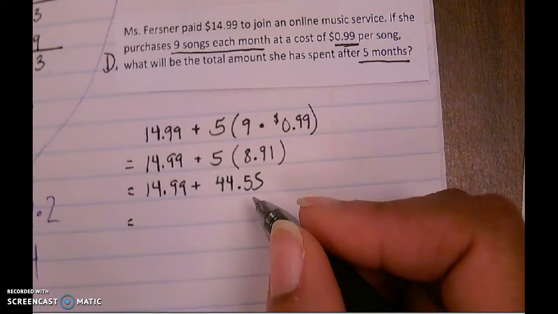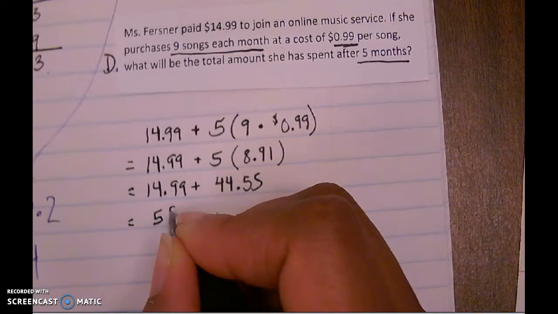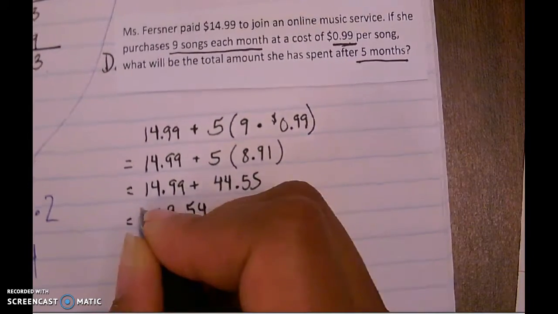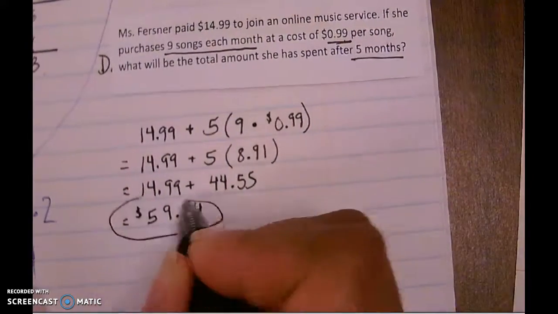And when I add these two final numbers together, my final answer should be 59.54. That's how much I spent after 5 months.